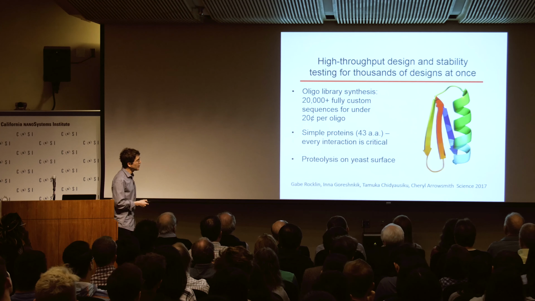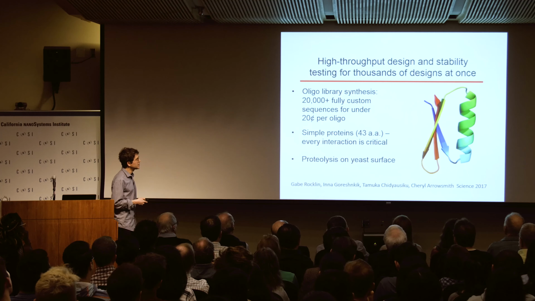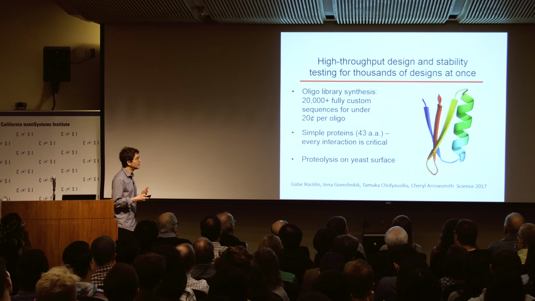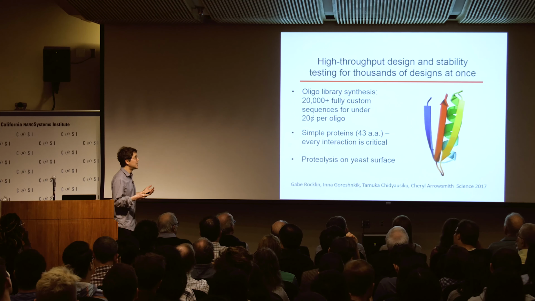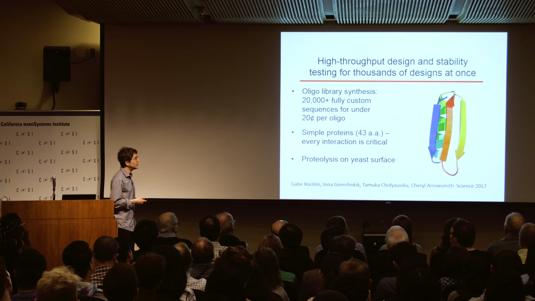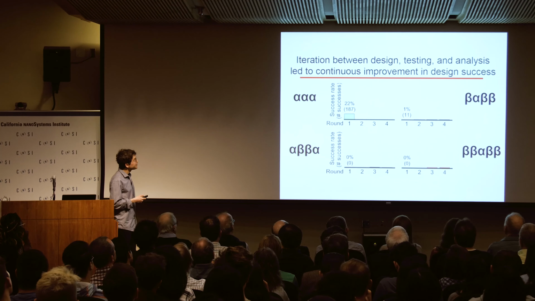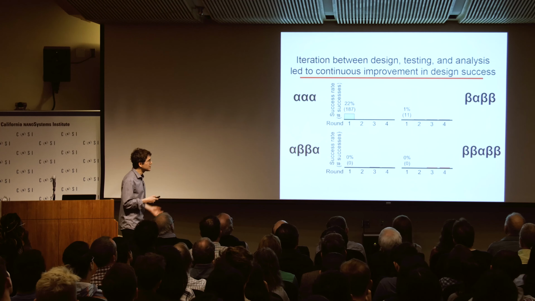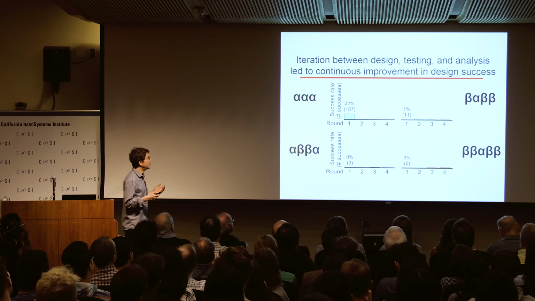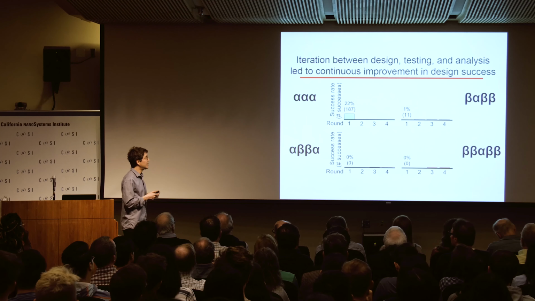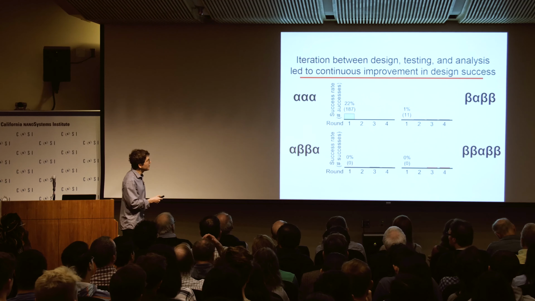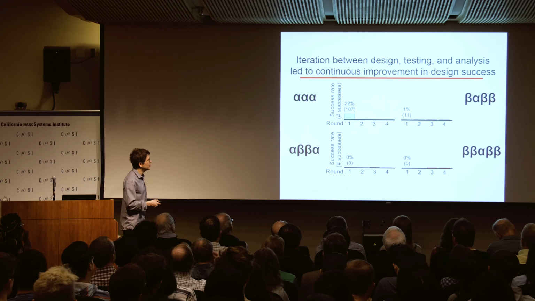And Gabe Rocklin worked out a proteolysis on the yeast surface assay so that we could make many, many designs. Then you could figure out which ones were stable and which ones weren't. So in the first round, since these are really tiny proteins, he made a large number of designs on the computer, obtained genes for a subset of them, and then tested them to see if they were stable. And only a small subset of them were stable in this first round.